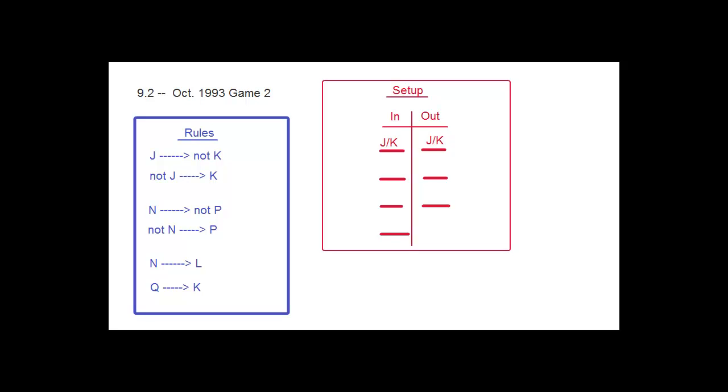Okay, the next rule says the same exact thing, but in relation to N and P. So again, it summarizes to exactly one of N and P is going to be selected, and the other one's going to be left out. So I can do the same exact thing for N and P.